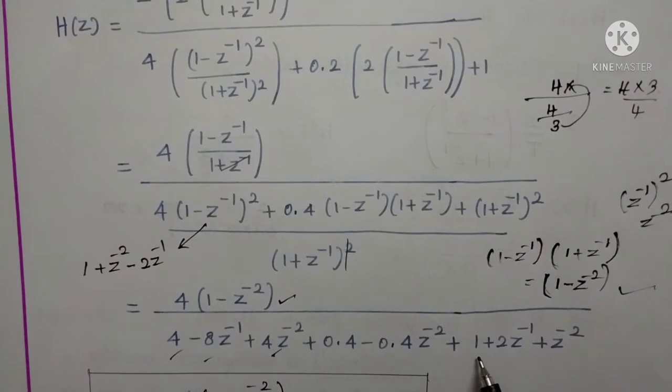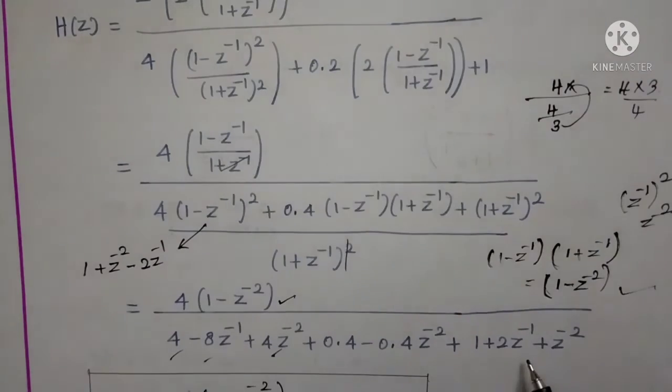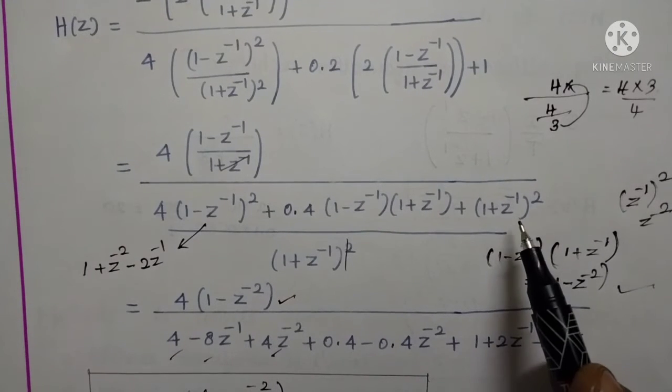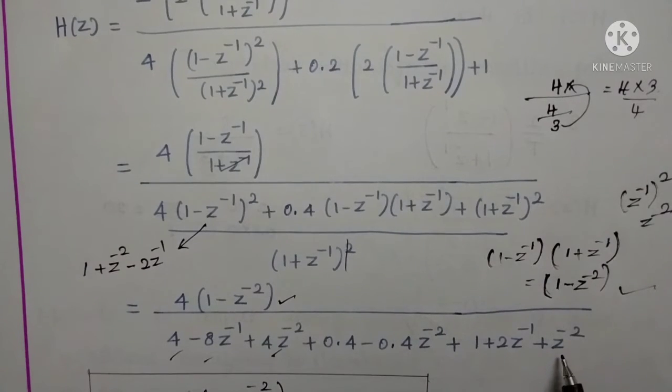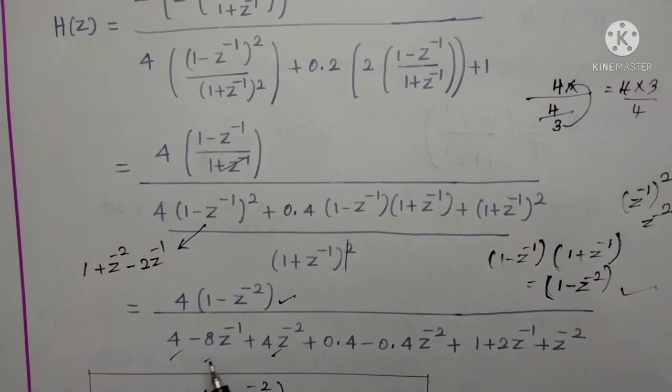square. So a square plus 2ab. So a value is 1, b value is z power minus 1. So 2z power minus 1 plus b square. B square, b value is z power minus 1, the whole square, we will get z power minus 2. Now there is no change in the numerator.